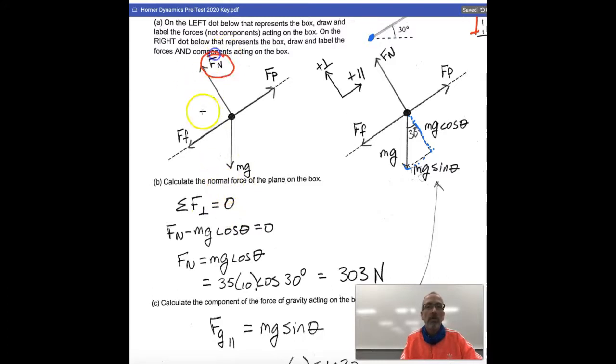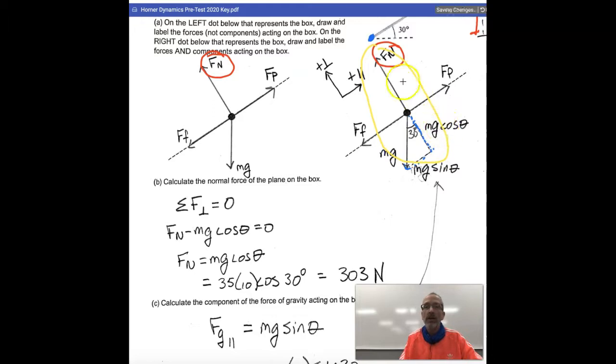So here's the normal force. But I don't want to use this diagram because it doesn't show me everything. Here is the normal force that I want. And I need to look at everything that is in the positive and negative perpendicular direction. I'm going to circle that in yellow. It's going to be a little bit harder to see, but this is what is in that direction.